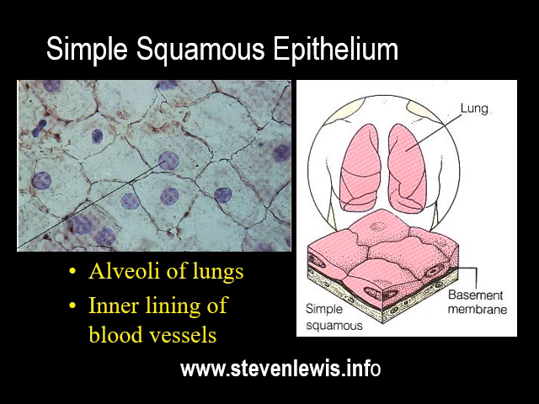A simple squamous epithelium does not offer much protection, but it does allow for ready diffusion of substances from one compartment to another. For example, the air sacs of the lungs, called alveoli, and the wall of the blood capillaries are each composed of a simple squamous epithelium. This permits rapid gas exchange between the alveoli and the bloodstream.